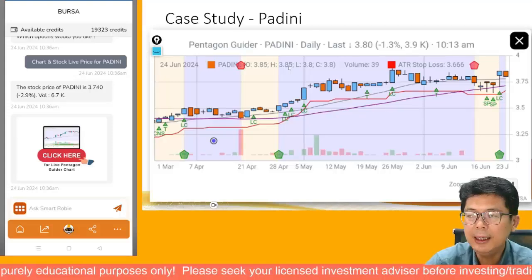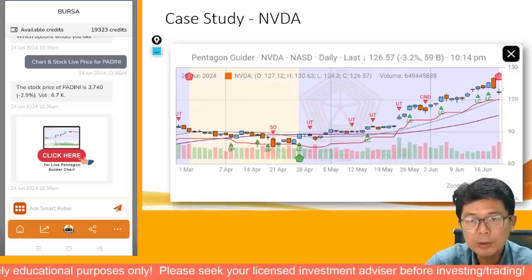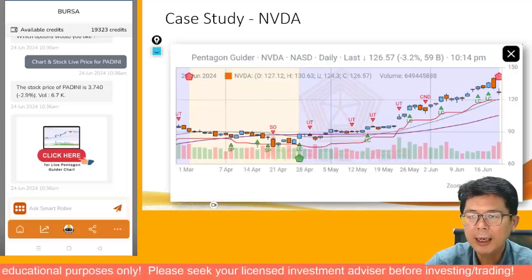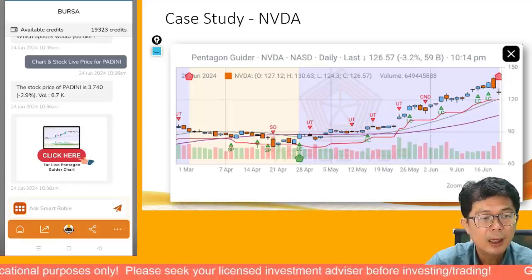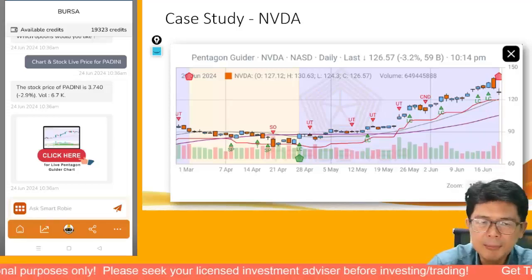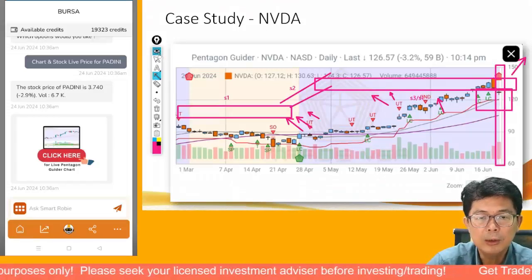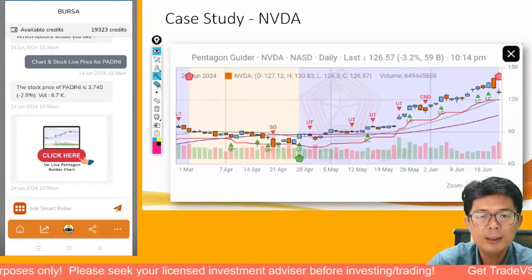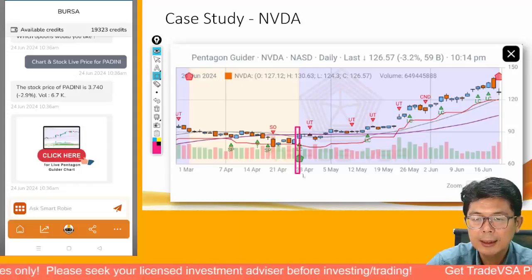All right, next we have NVIDIA. All right, so we're looking at NVIDIA right now. All right, and NVIDIA, what was a really big question and query, can I buy NVIDIA now? Again, we do the same thing too. So every chart that we have, we pay notice to the green Pentagon. All right, let me just remove this, and we go on to the green Pentagon here.